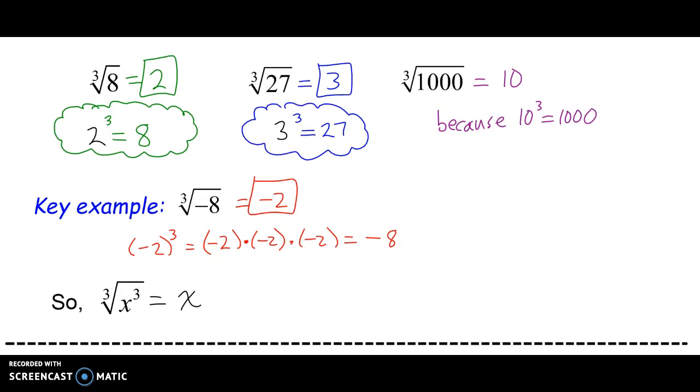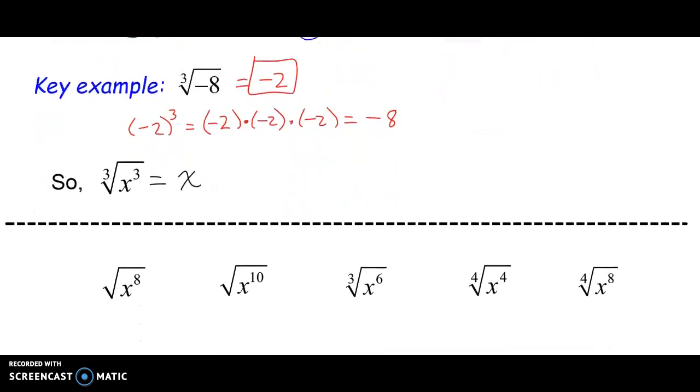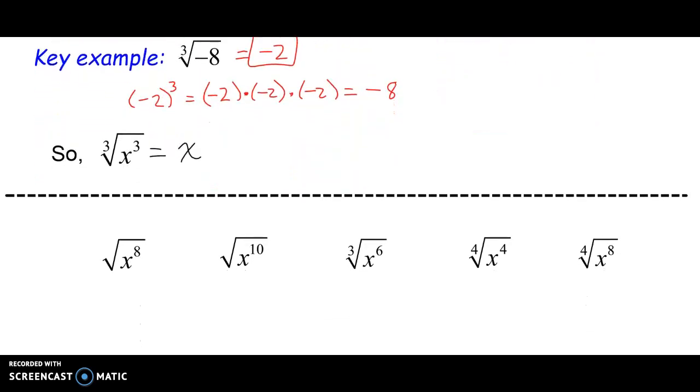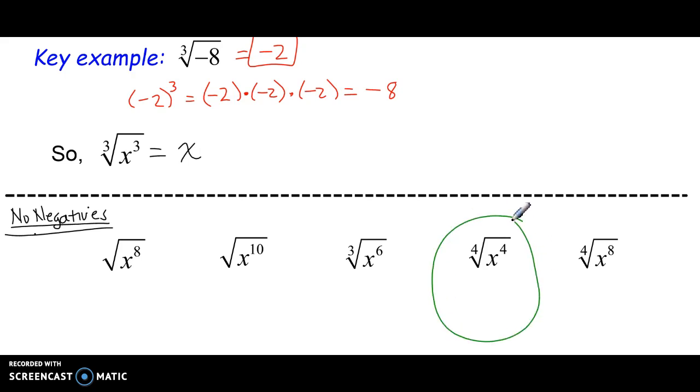One last topic, since we're talking about cancellation: we need to talk about cancellation when the exponents don't match exactly. When they do match exactly, you can imagine what the answer is going to be. And for all of these, let's assume no negatives. Let's just put that as a ground rule for these examples, so we don't have to worry about absolute values. And with this example, since those exponents match exactly, you should know that that's going to be x for sure.